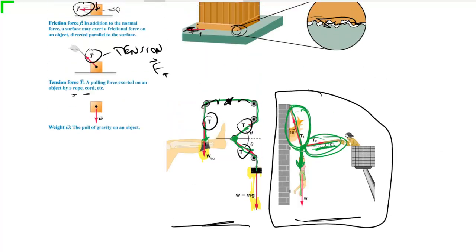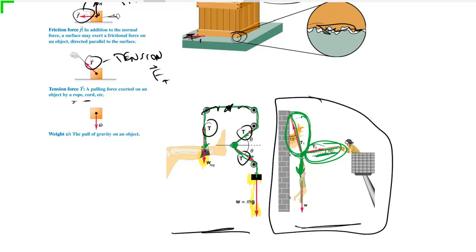And lastly, weight. We'll get into more detail on this later as well. Weight is the pull of gravity on an object. It is the gravitational attraction force. So anything with a mass on Earth or near the Earth has a weight, and the direction of the weight is towards the Earth, or towards the center of the Earth. So weight is the pull of gravity on an object.